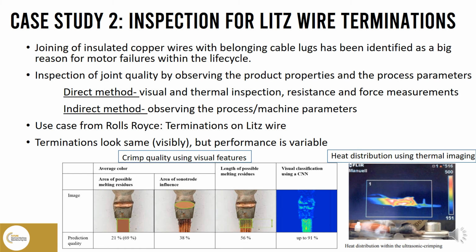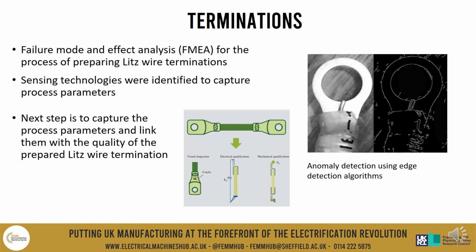Now, Rolls-Royce has directed us towards a problem with the quality of terminations on lid wire. So the problem is that terminations look the same, but performance is variable. In order to identify the causes for variation in quality of lid wire terminations, a failure mode and effect analysis for the process of preparing terminations was conducted. Sensing technologies were identified to capture the process parameters. And now the next step is to capture the process parameters and then link them to the quality of the prepared termination.